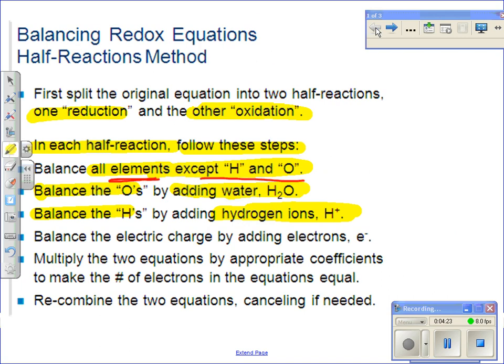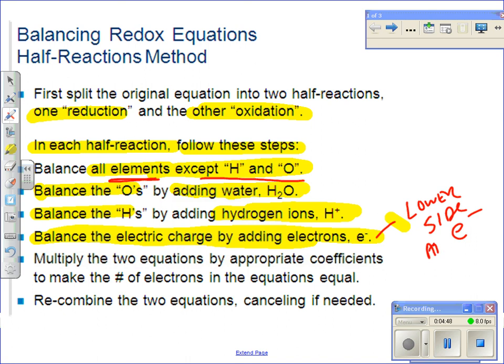Balance the electric charge by adding electrons. The charges on both sides of the equations have to be balanced. And what you do is you always add electrons to the lower number of charge. So we always add electrons to the side with the lower charge. So the lower side always gets the electrons. You add electrons.